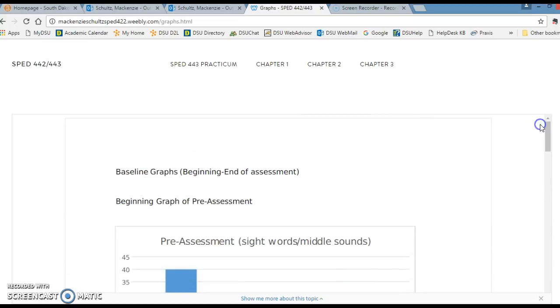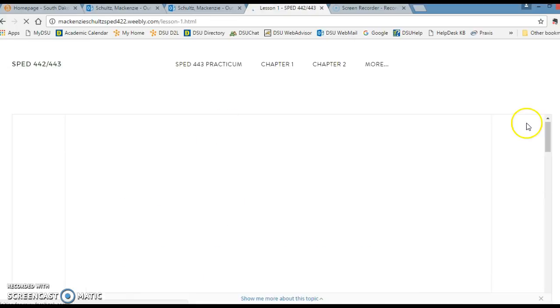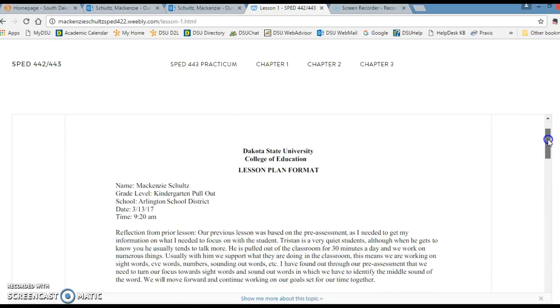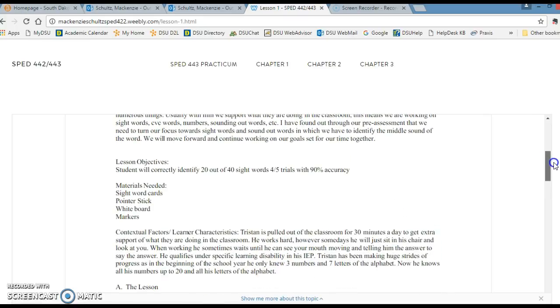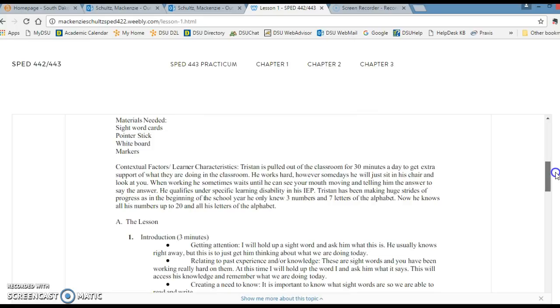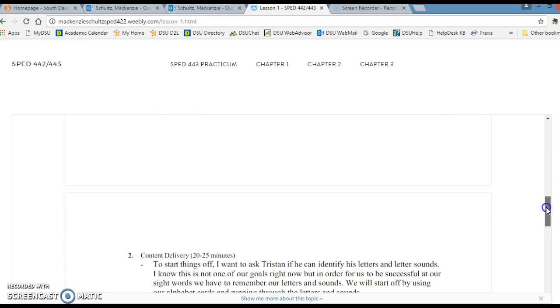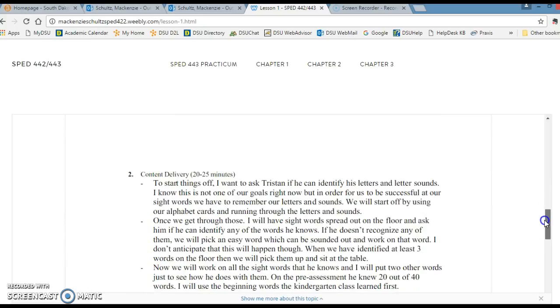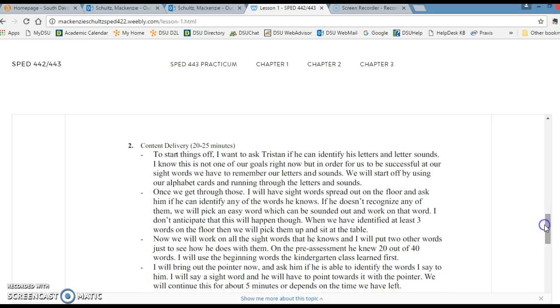So those are my assessment graphs. I also graphed each lesson out individually. So lesson 1, this is my lesson plan, and I briefly just talked about how we're strictly just going to work on identification of sight words. So this is the first lesson I had with him, and we're just really working on sight words and how we can do that. So I asked him to identify a letter and a letter sound.